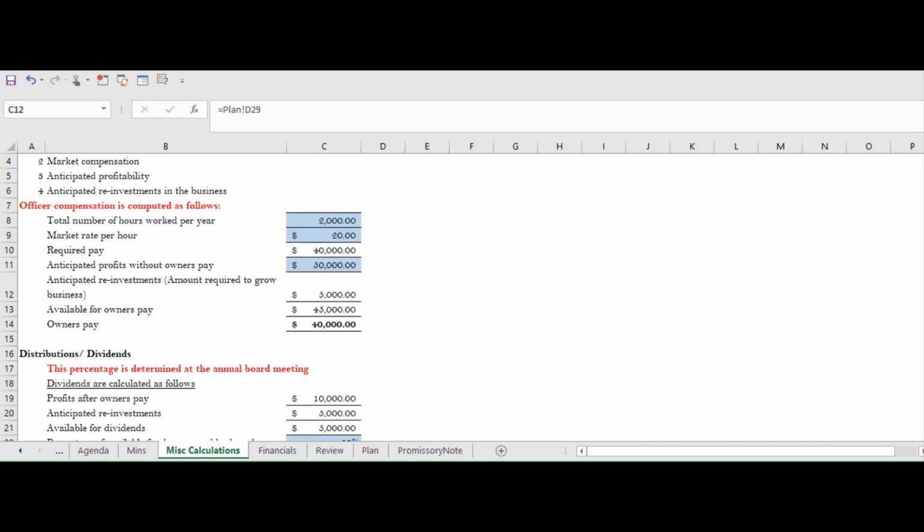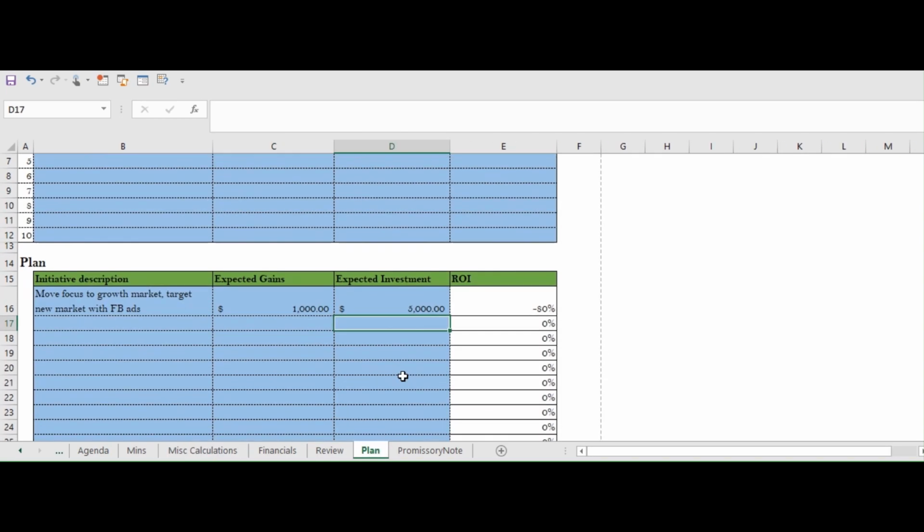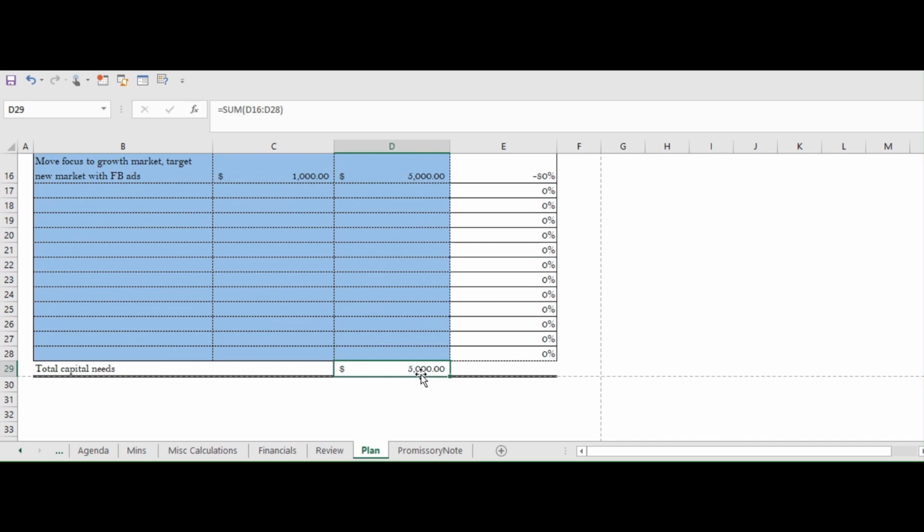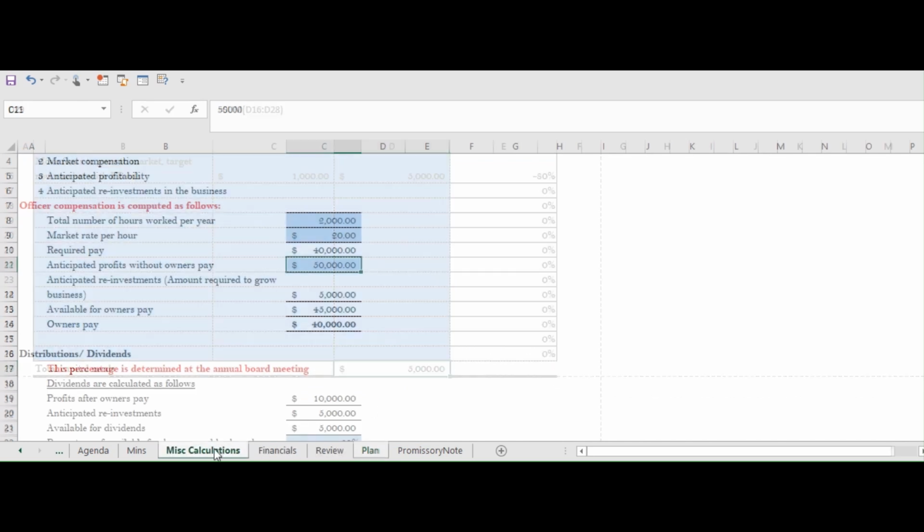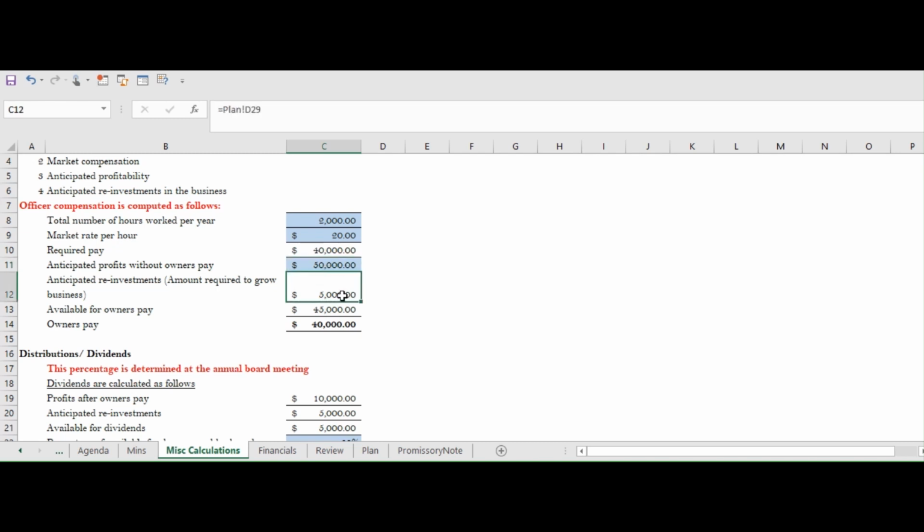Now let's look at a specific example of how capital contribution needs to be determined. In this example, we can see that the market pay for this owner is $40,000. However, anticipated profit is $50,000. Based on the plan they have, they do intend to invest $5,000. So if they're investing $5,000 and they have profit of $50,000, they have $45,000 available for owner's pay, which means they can actually pay the full market of $40,000.